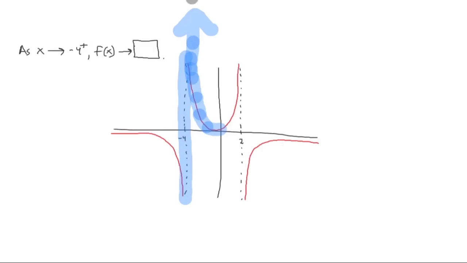There's no stopping that. So in that case, this part here where you have f of x, just as a reminder, f of x and y are the same thing. So if the y coordinates go up forever, they're going up towards positive infinity, and that's what you put in the box.